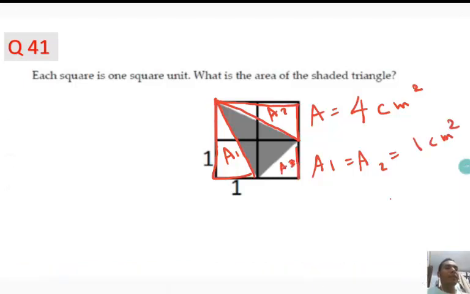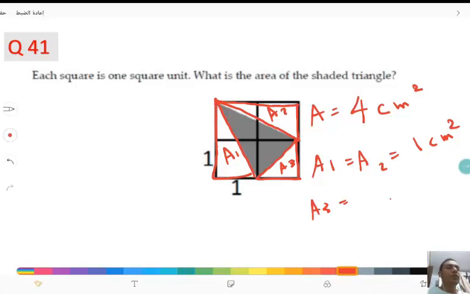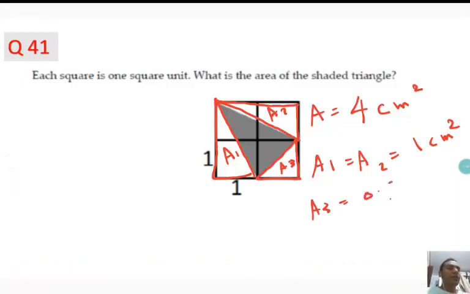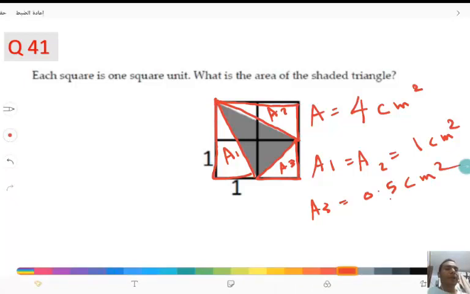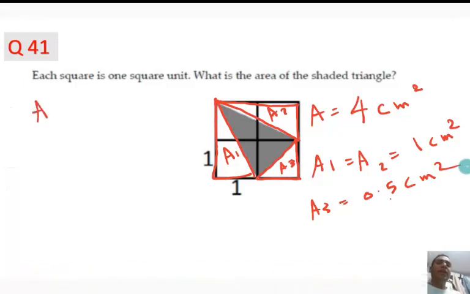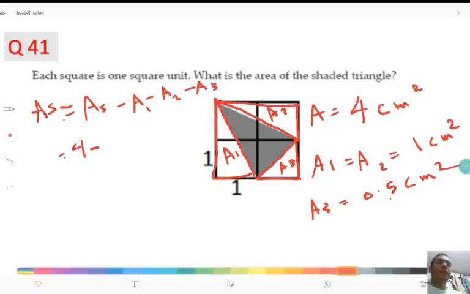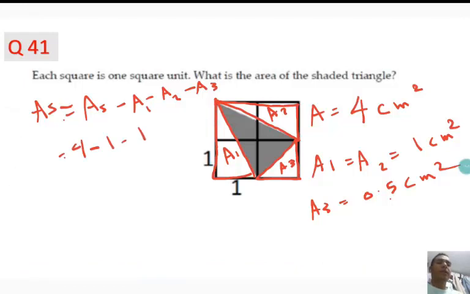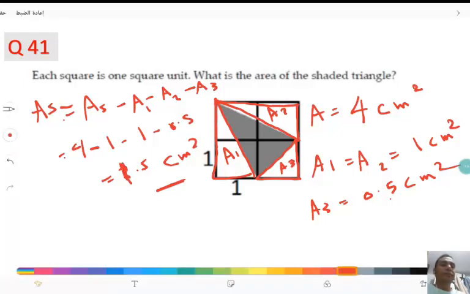A3 here, this white area, equals half of 1 square, which is 0.5 centimeters squared. So we can find the shaded area. A shaded equals A square minus A1 minus A2 minus A3, which is 4 minus 1 minus 1 minus 0.5, which is 1.5 centimeters squared. That's it.